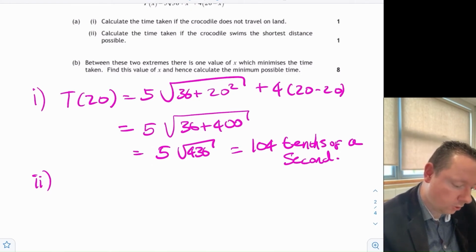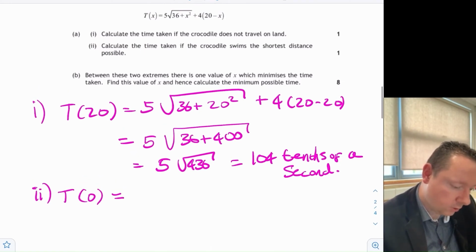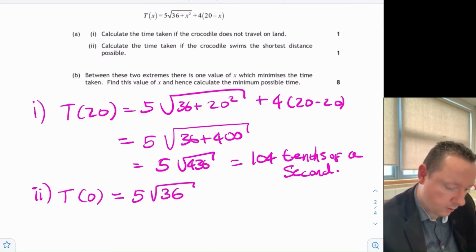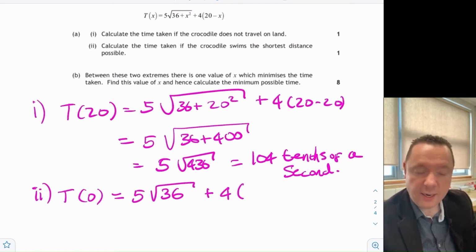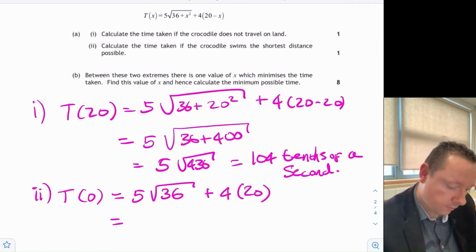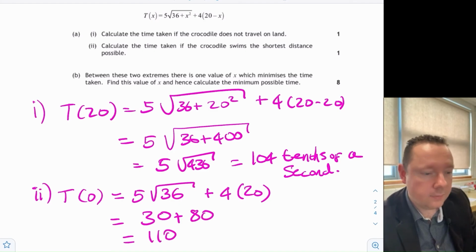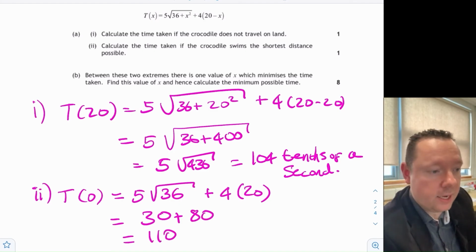So for part 2, you just have to substitute x equals 0 into the formula. So you get 5 times the root of 36 plus 0 squared, plus 4 times 20 minus 0. 5 times 6 is 30, 4 twenties is 80. That gives us 110 tenths of a second.